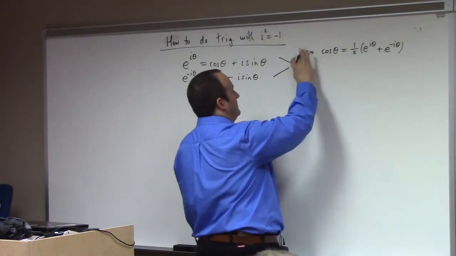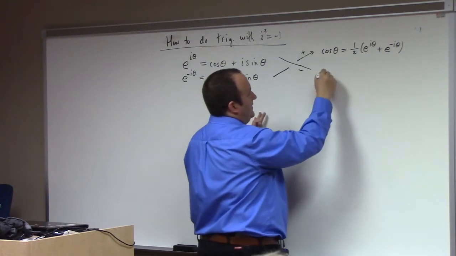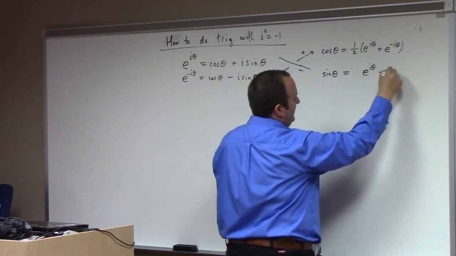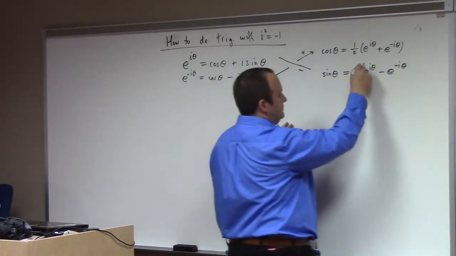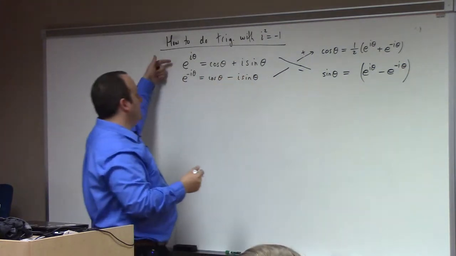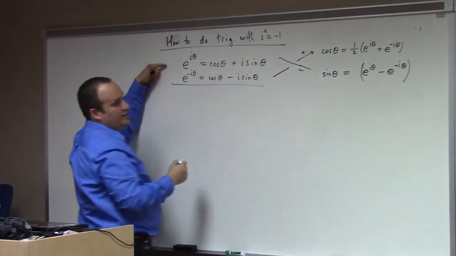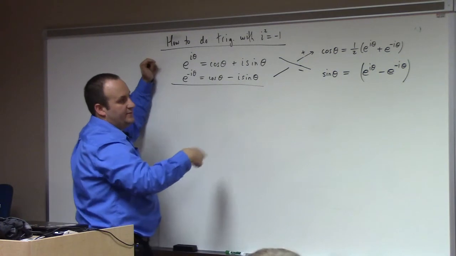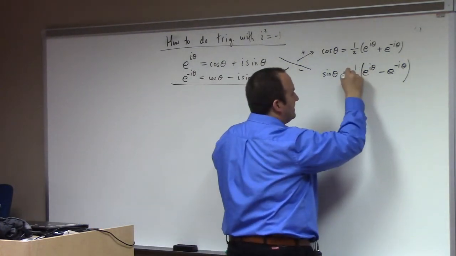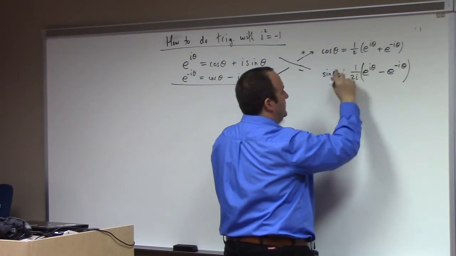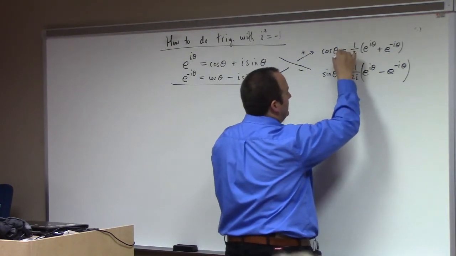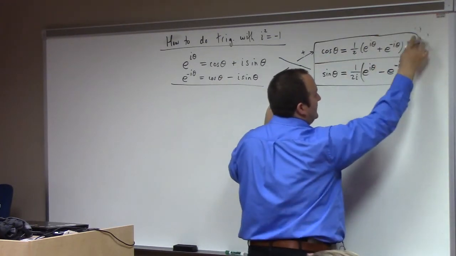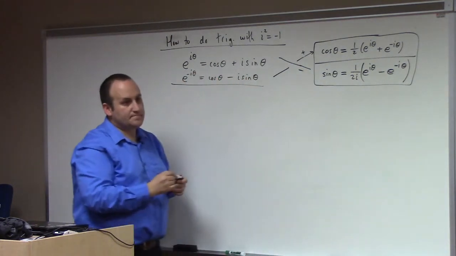On the other hand, if I use subtraction, I can get sine theta is equal to e to the i theta minus e to the minus i theta. Now, if you subtract the equations over here, what do you actually get? You actually get 2i sine theta is that, right? So I really have to have 1 over 2i. But there you go. These formulas right here allow us to trade problems in trigonometry for corresponding problems in the algebra of imaginary exponentials.